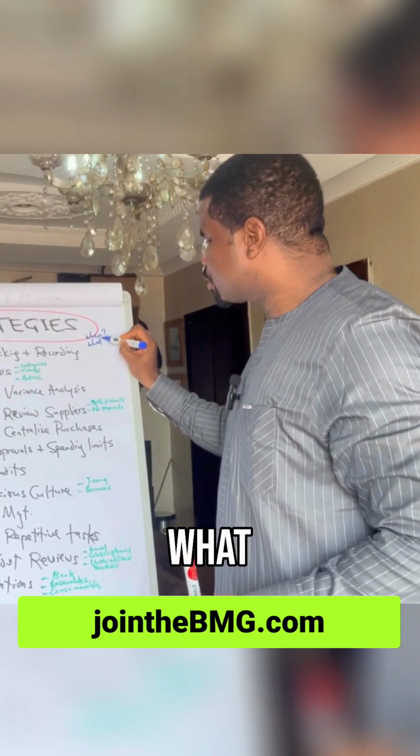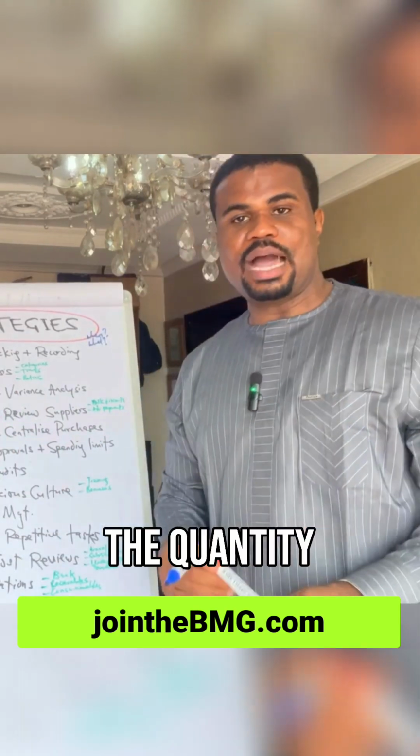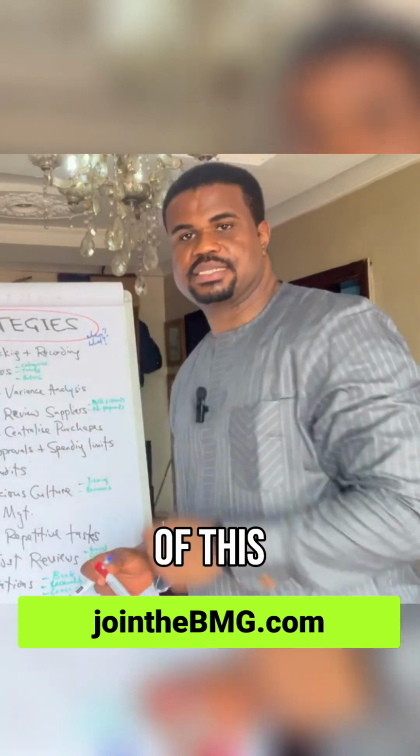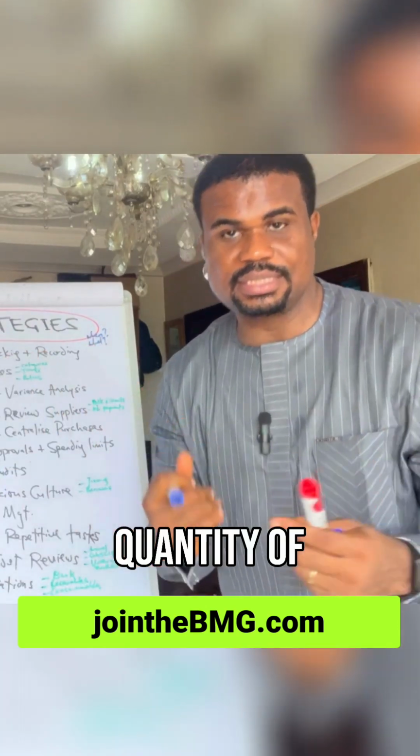When did the transaction happen? What did you pay for? Diesel, rent, goods. And what was the quantity? I bought 20 cartons of this. I bought 3 rolls of this. What did you pay for? The name and the quantity of what you paid for.